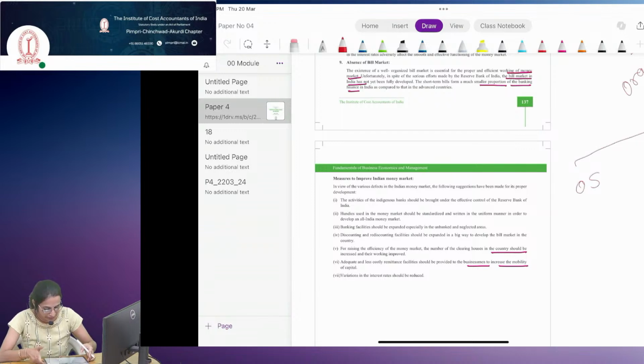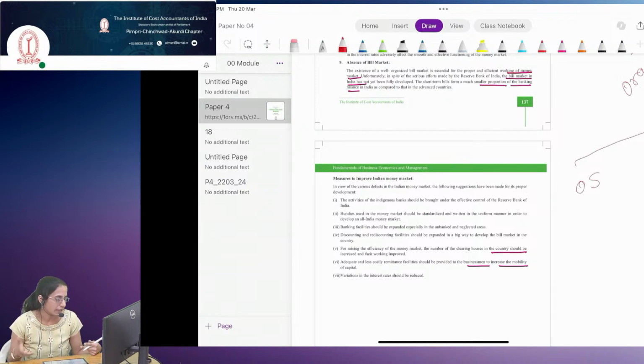Hundis used in the money market should be standardized and written in a uniform manner to develop an all India money market. So what is a hundi? Do you have any idea, Sheila? Yes, ma'am. Hundis. See, hundis are the same like bills of exchange. In the traditional system, instead of bills of exchange, hundis were used. Same as the bill of exchange we discussed.